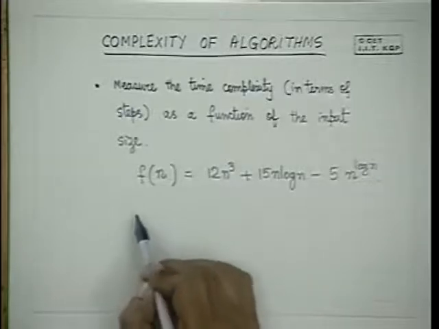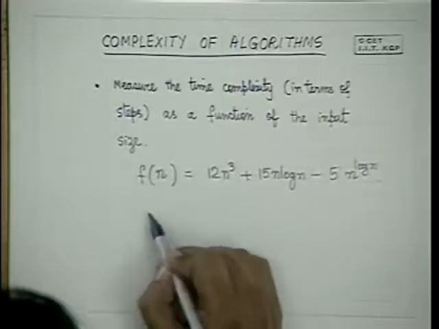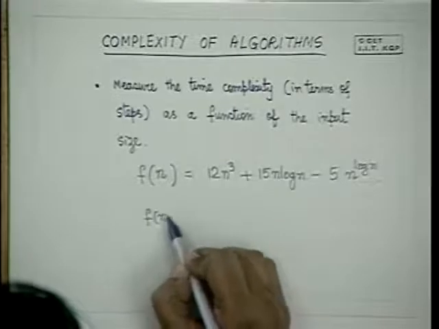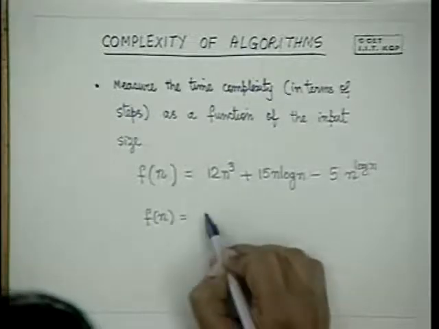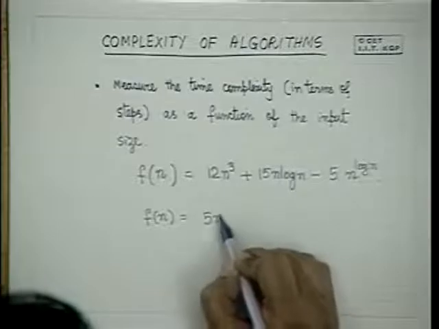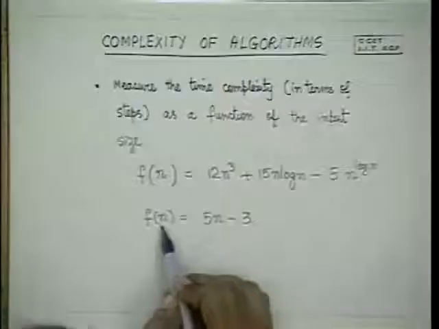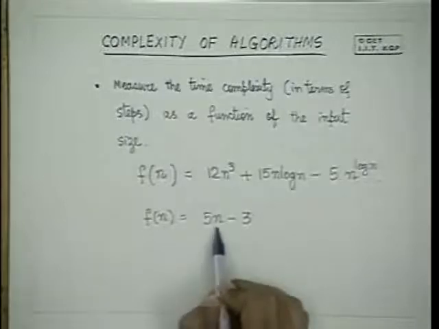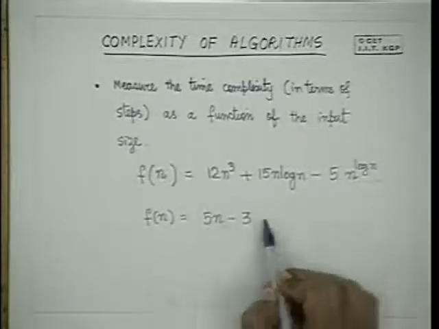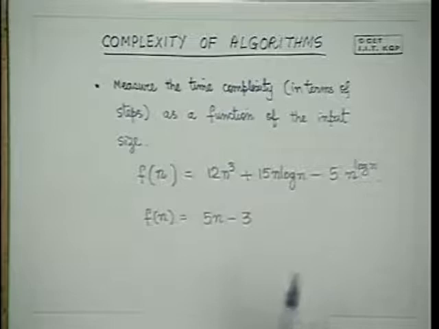Now see, in our sorting example, or in finding the maximum of n numbers, we found that Fn is equal to some 5n minus 3 or something like that, where n is the number of numbers of which the maximum is to be found. Now there is a very important thing which has to be understood about this n. You can say that n is the number of numbers which are input.